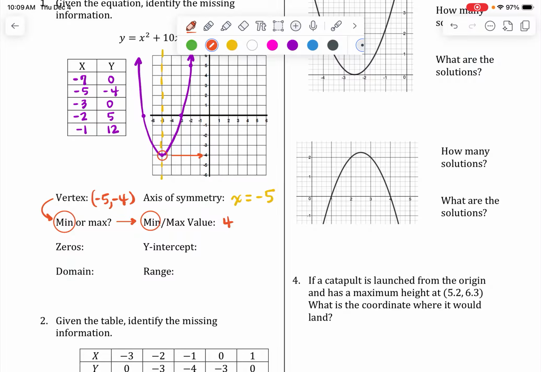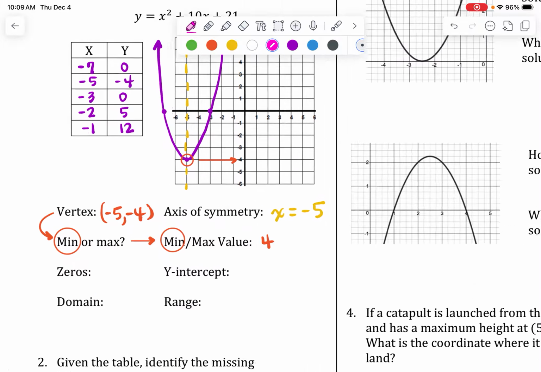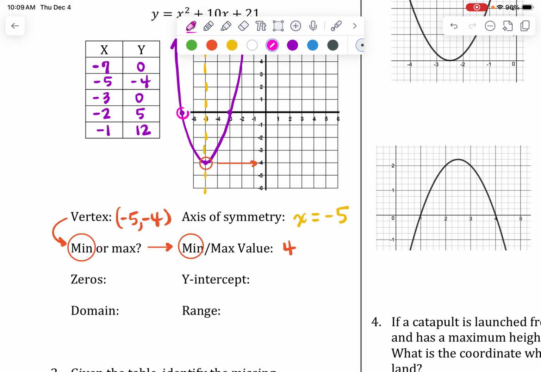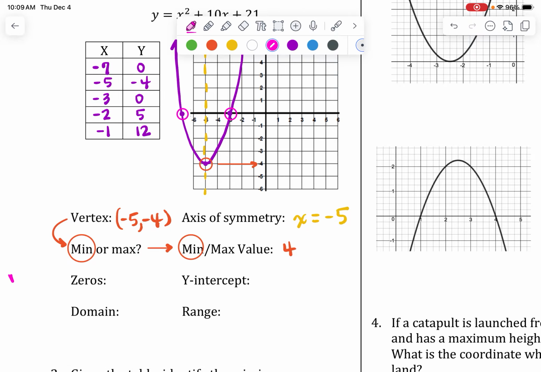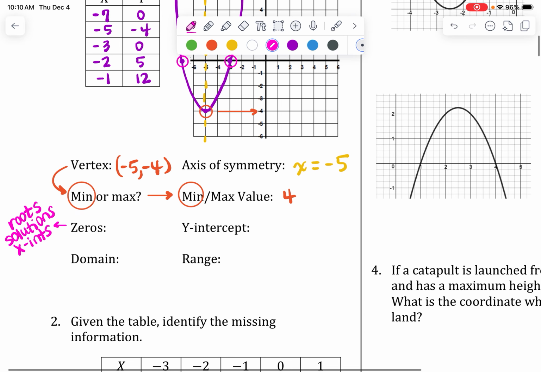All right, the zeros are, of course, the solutions, aka the x-intercepts. Remember, zeros, roots, solutions, x-intercepts. I'm going to write all those down over here. Roots, solutions, x-intercepts. These are all synonyms of zeros. They all mean the same thing. All right, so our zeros are -7, 0, and -3, 0.